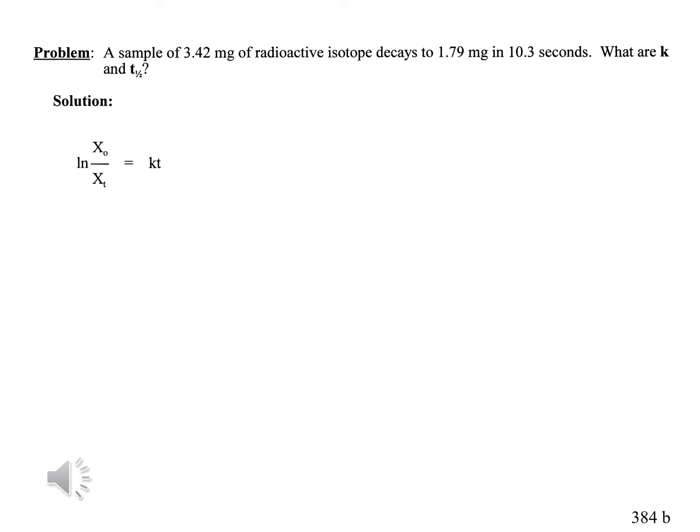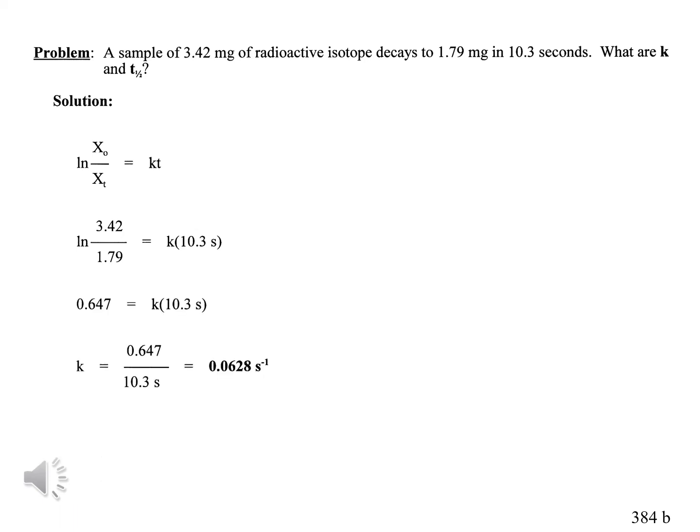So I'm going to say we're starting with 3.42 milligrams that decays to 1.79 in only 10.3 seconds. So I want to calculate K and the half-life. The thing is, this is a very fast isotope, so you would probably have to use something like an oscilloscope to even measure this. So what I did this time was plug in the numbers and leave K as the variable.